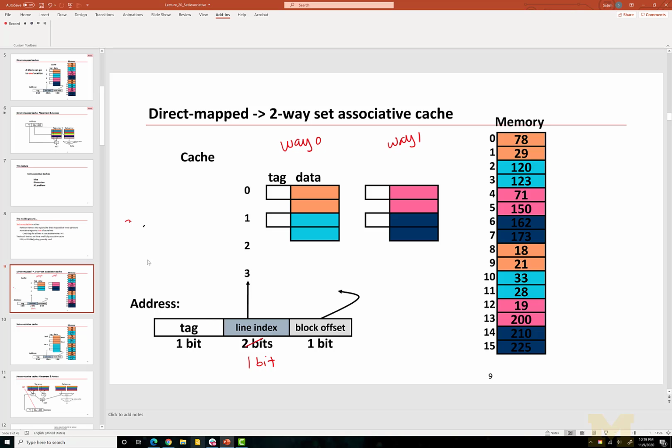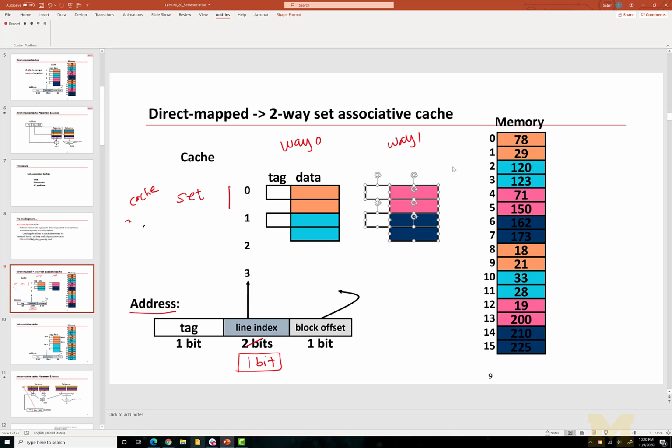Therefore, a given address now can be stored in any one of these 2 cache lines that are part of that row. I'm going to call this row a set. A cache set is nothing but a set of cache blocks that share the same index. Now the color of these needs to be changed because the line index for the cache block that is stored in this cache line is going to be the same as the line index of the cache block that is going to be stored in this cache line, right?